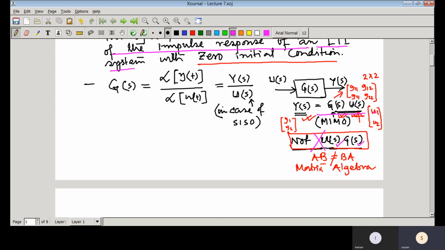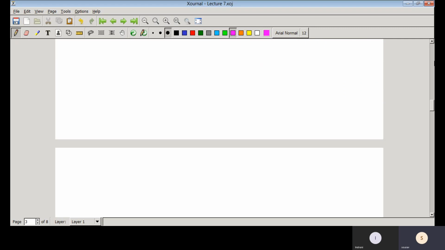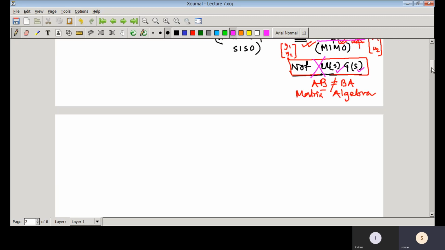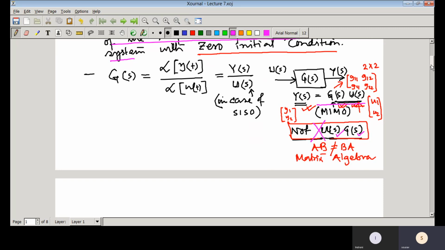So these are some important features of the transfer function. I'll be again representing some important features. It is actually a unitless quantity, and it is only applicable for LTI systems. That means only linear time invariant systems can be modeled using the transfer function method.